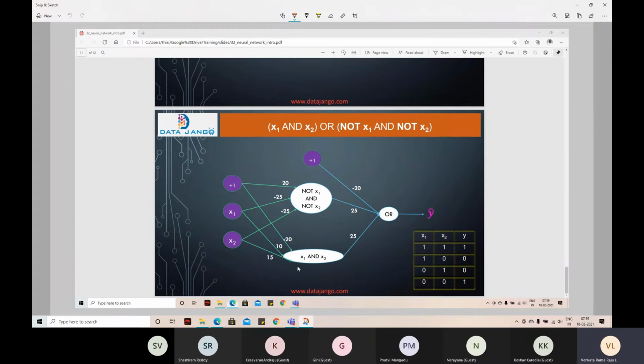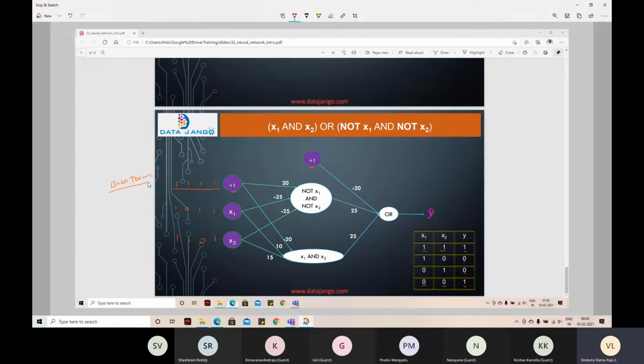So I have to produce a neural network where, when I pass 1 1, 1 will be the output. When I pass 0 0, 1 will be the output. Otherwise, it should be 0. That kind of model I should build. This model will do that. Let me show how it is doing. This +1 is called the bias term. Whatever you pass, 1 1 here, 1 0 here, 0 1 here, for all of them it is going to be 1. This part is called the bias term.